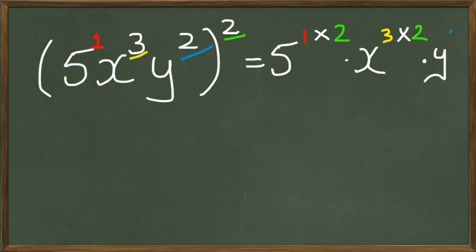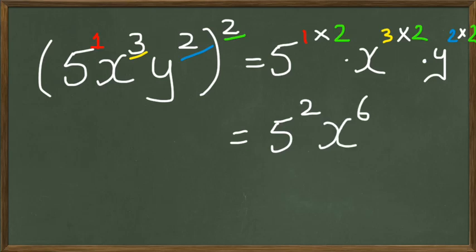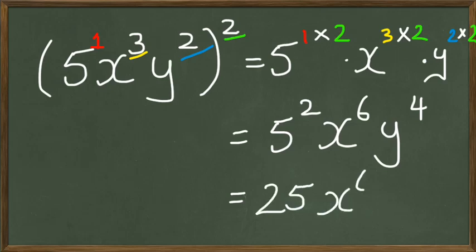Y, we've got 2 multiplied by 2. Apologies for the space. Really should learn how to write properly. Anyway, so 5 to the 1 times 2, well that's just 5 squared. 3 times 2 is 6. And 2 times 2 is 4. But we know 5 squared can be written as 25. So the final answer is 25x to the power of 6 and y to the power of 4.